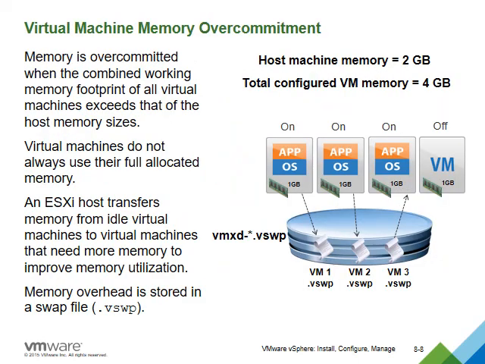Virtual machine memory overcommitment. Memory is overcommitted when the combined working memory footprint of all virtual machines exceeds that of the host memory sizes. Virtual machines do not always use their full allocated memory. An ESXi host transfers memory from idle virtual machines to virtual machines that need the memory to help improve memory utilization for that virtual machine that needs it. Memory overhead is stored in a swap file. Just like with Windows or Linux. Linux, you have a swap partition. Windows, you have a swap file.